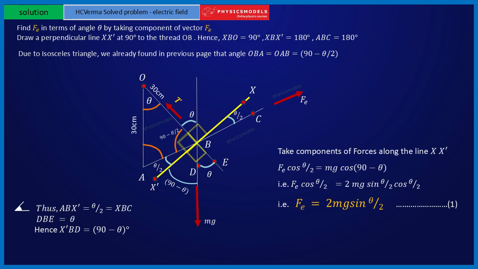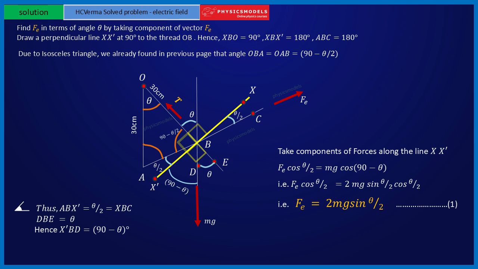The yellow line helps a lot because we are able to take components of the electrostatic force along BX and the downward component of the weight mg along BX dash, which is downwards, and we just equate that. The component of electrostatic force is Fe into cos of that angle, that is Fe cos theta by 2. The component of the weight acting downwards along the yellow line is mg cos of 90 minus theta.